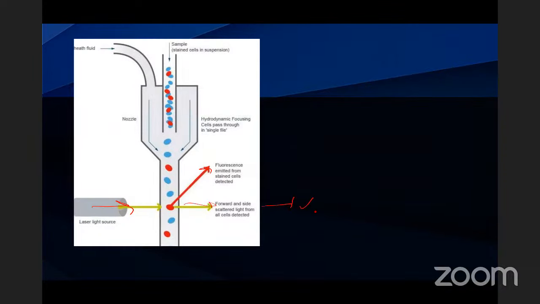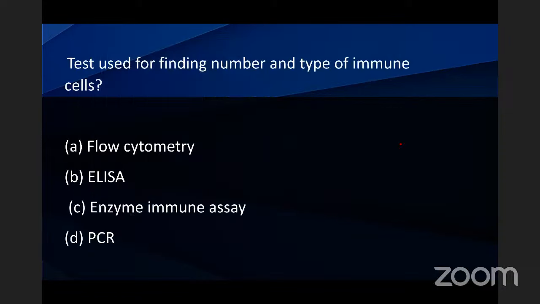Forward scatter is always equivalent to the size, and side scatter is always equivalent to the granularity. Okay, so side scatter is always equivalent to the granularity. So more the granularity, more the side scatter, and more the size, more the forward scatter. So please remember, this was the question which came in the exam.